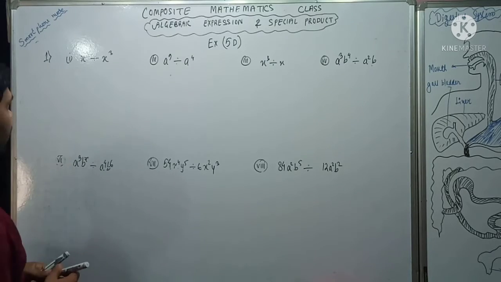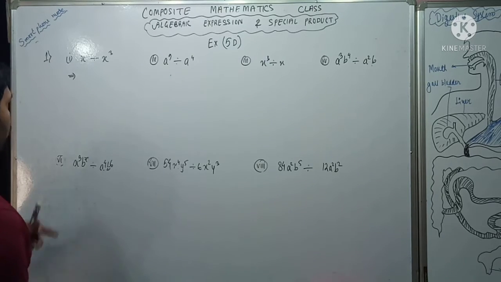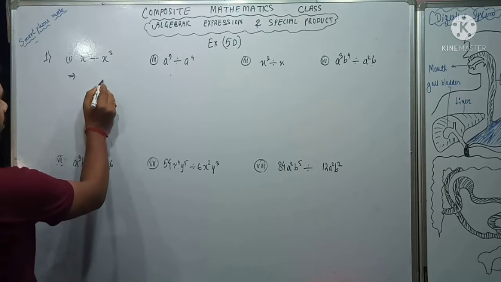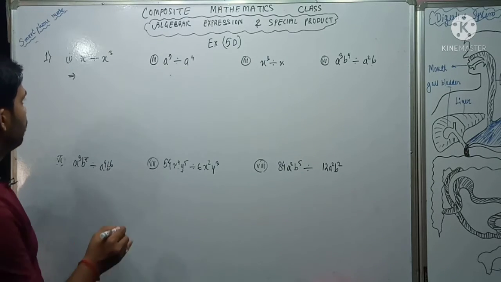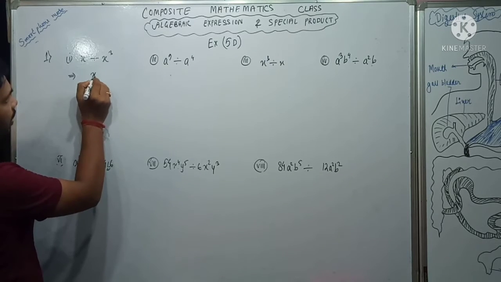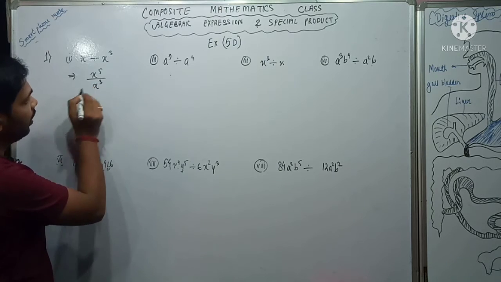Question number 5D is given. So what we will do, you see. First of all, we will divide. So it is x power 5 divided by x power 3. First of all we will divide. So you can write x power 5. This is also a divide sign. So you can write x power 3.